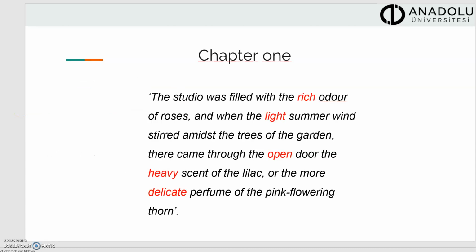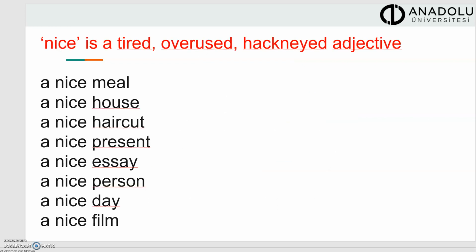So let's have a look. The studio was filled with the opulent odour of roses. And when the fragile summer wind stirred amidst the trees of the garden, there came through the unclosed door the heavy scent, in this case strong scent, of the lilac, or the more gentle perfume of the pink flowering thorn. So even with these 5 adjectives, there are alternatives.